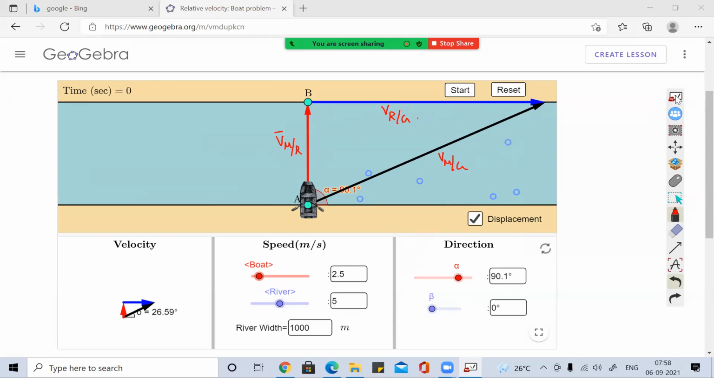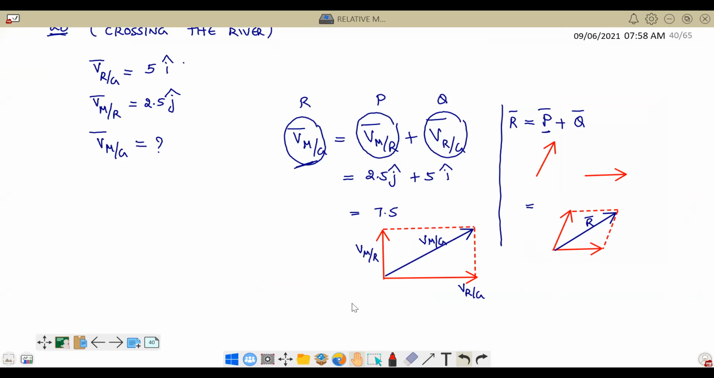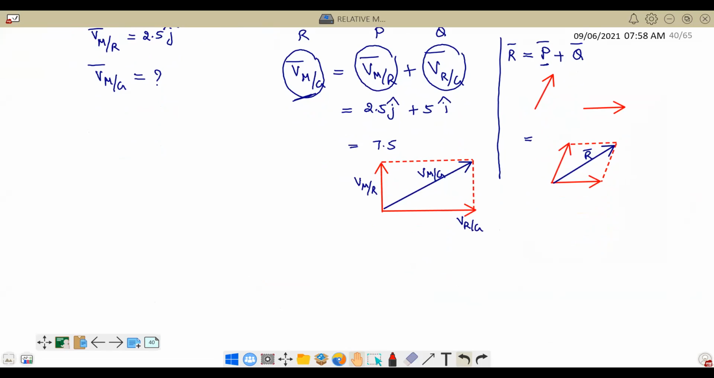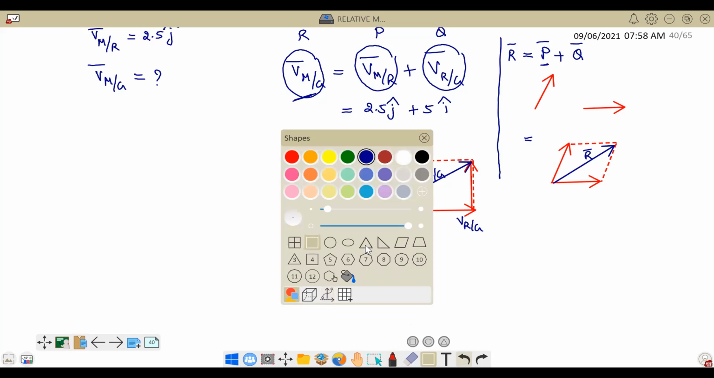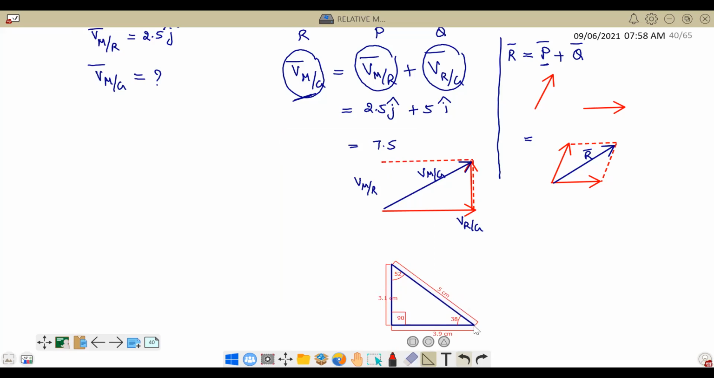Now this vector, can I shift it here? Or I can keep it here also. But if I keep it here, then I'll get one complete triangle. So this triangle is very, very important. Please remember this triangle, which has three sides.